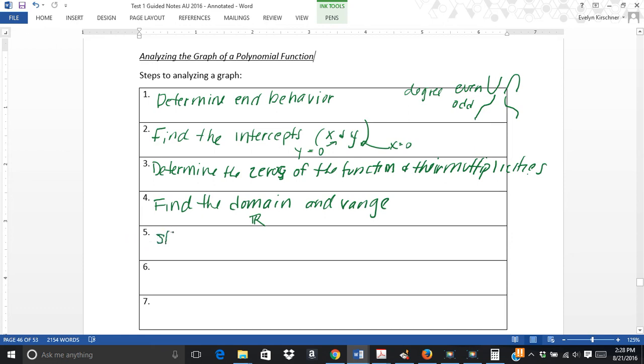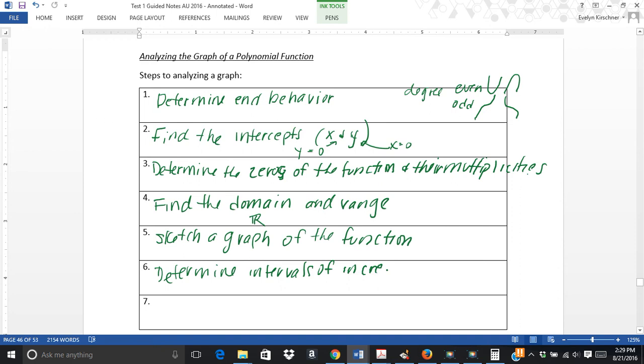Then I want to try to sketch a graph of the function. And then determine where it's increasing and decreasing. And then you compare with the graph on the calculator.